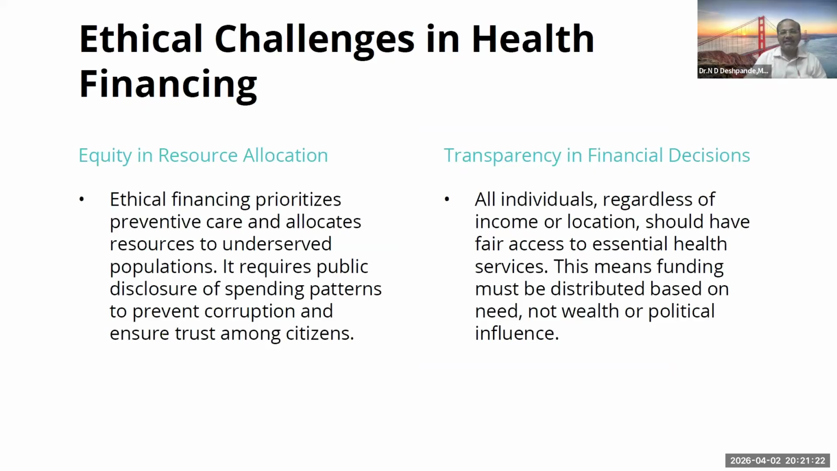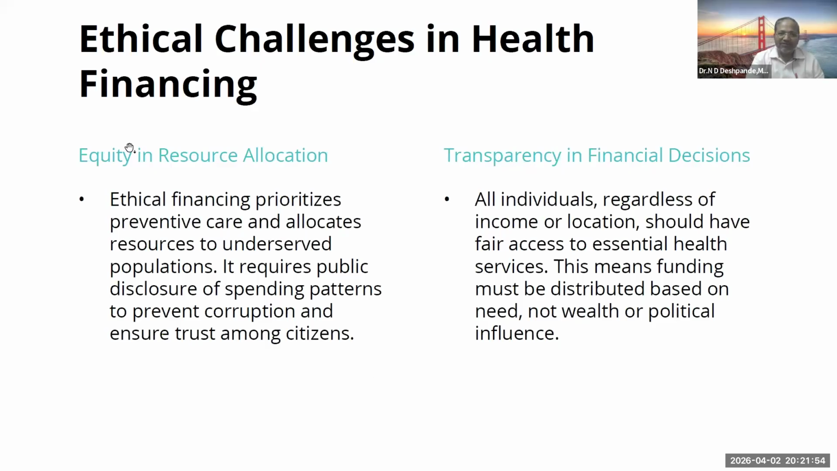So, ethical financing prioritizes preventive healthcare. Ethically, they should know where the allotment of money, funding and medicines has to go, because it should reach the underserved population. It requires public disclosure. At the end of the day, the public has to be informed at various places, because they should know the spending patterns to prevent corruption and ensure trust among citizens.